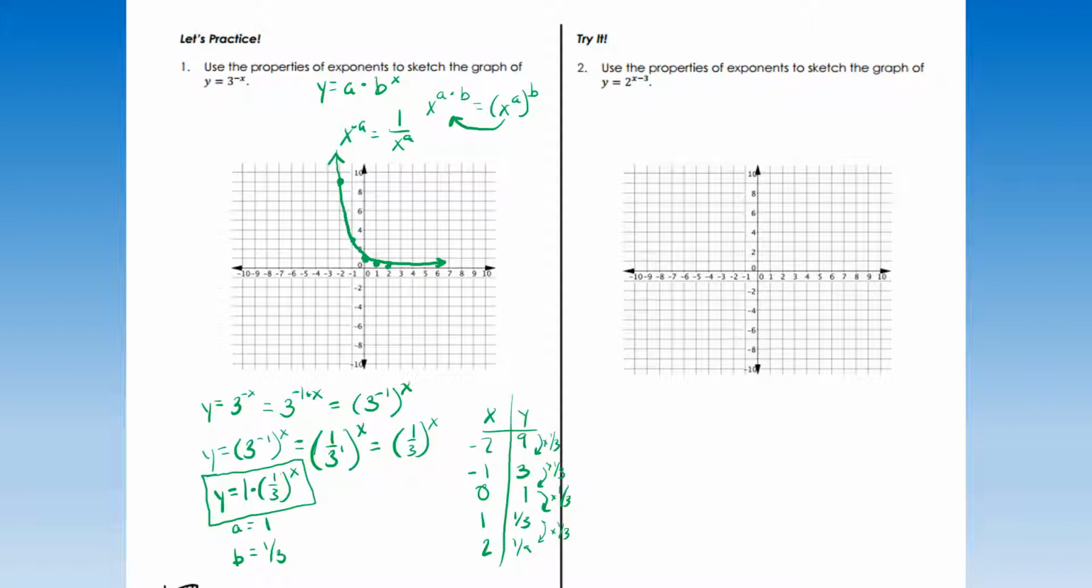Okay, so now it's your turn. Go ahead and try this next one here. You're going to take y equals 2 to the x minus 3. Remember, you want to rewrite it so that it's in y equals a times b to the x power using what you know about exponent properties. So pause the video and then come back when you're ready to see what the graph looks like.